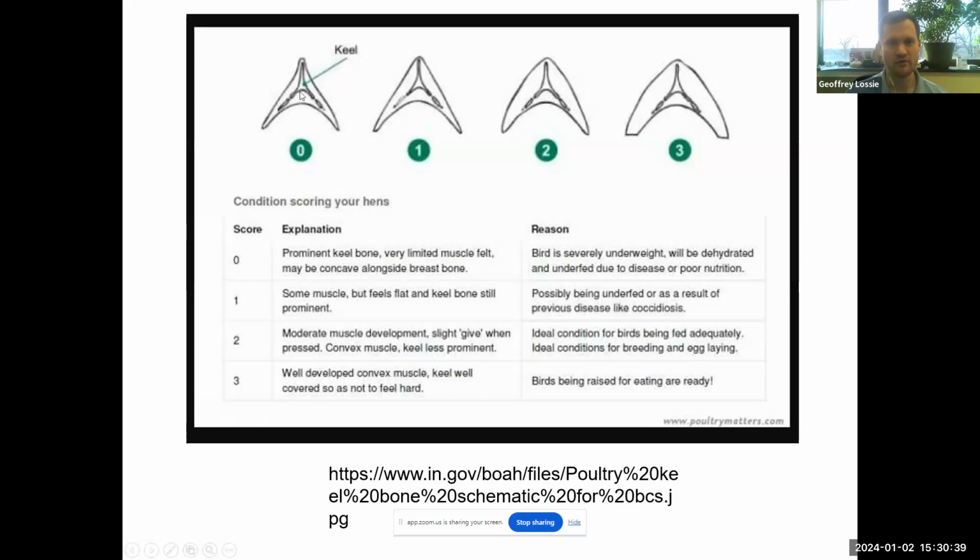And you can see, 0, there's very little skeletal muscle lining that keel. Whereas if we go all the way to number 3, if you can follow my pointer, there is a lot more skeletal muscle or pectoral muscles covering that keel. And so palpating lots of birds and being able to give a body condition score in just an instant of palpating a bird can give you a lot of good information.